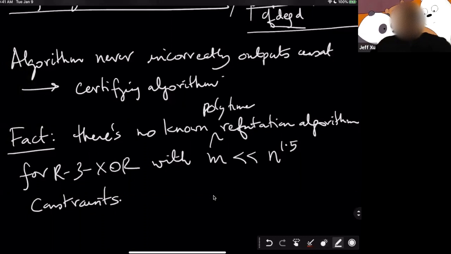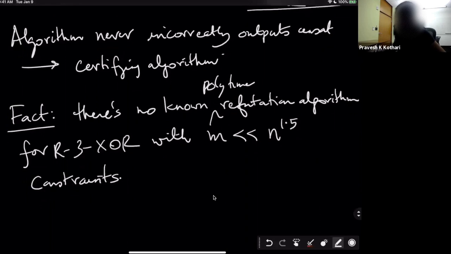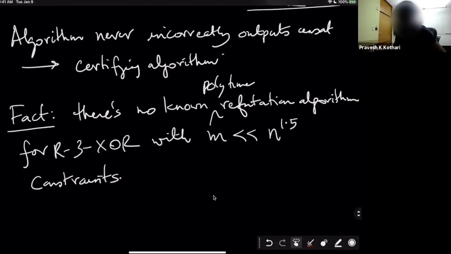Okay, so what happened to Gram-Schmidt? Sorry, Gaussian elimination. Good. You mean satisfiable? Yeah. Okay. What's a good way to do this? Yeah. Okay. Yeah, you're right.